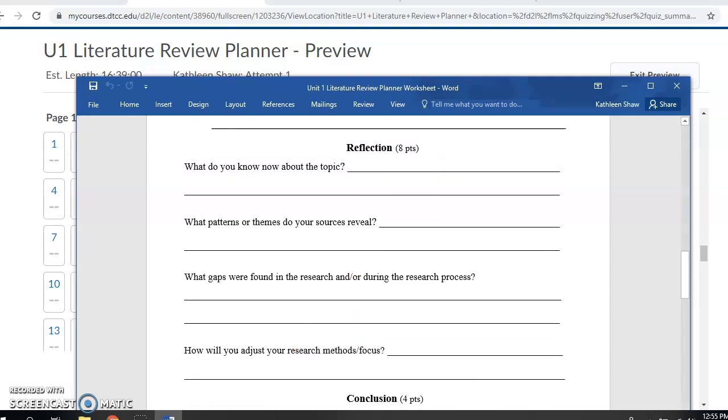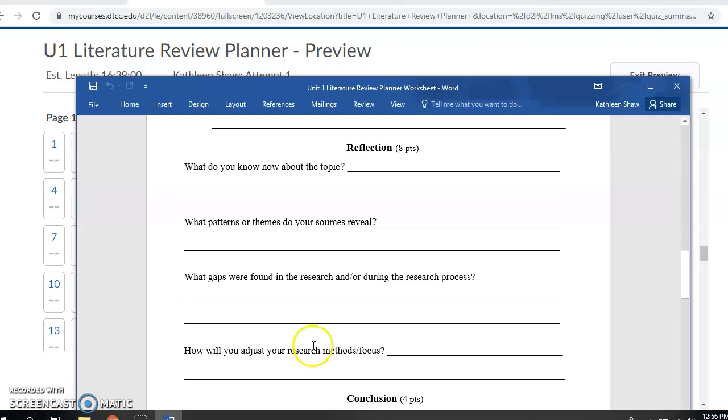What gaps were found in the research and/or during the research process? Was there anything that you didn't know? Was there anything new that you're like, why can't I find this particular piece of information? What more can you seek out to better understand the process?